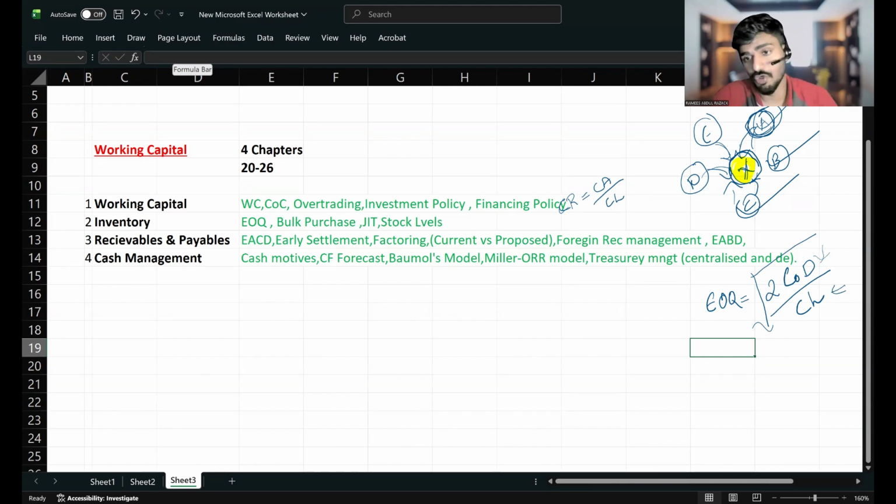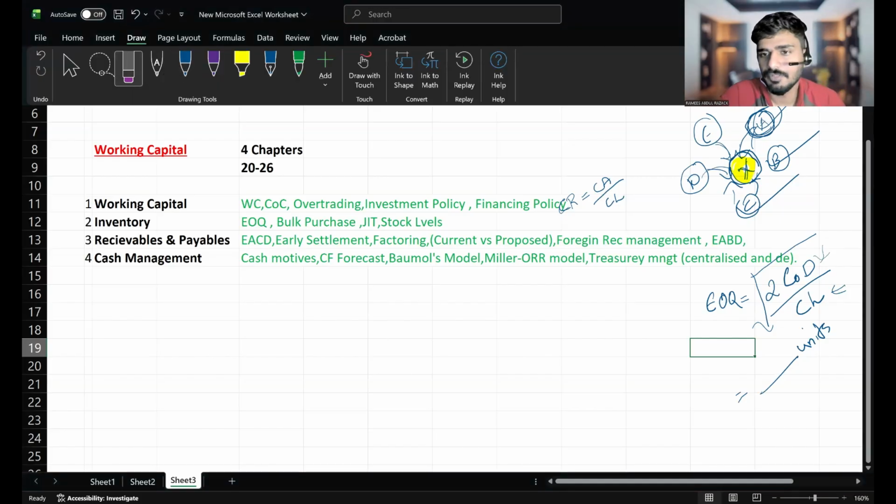You will get EOQ. And what will be the unit of EOQ? It will be units only, the number of units. EOQ is expressed in number of units: how many units you have to order in a single order. That is what EOQ is.